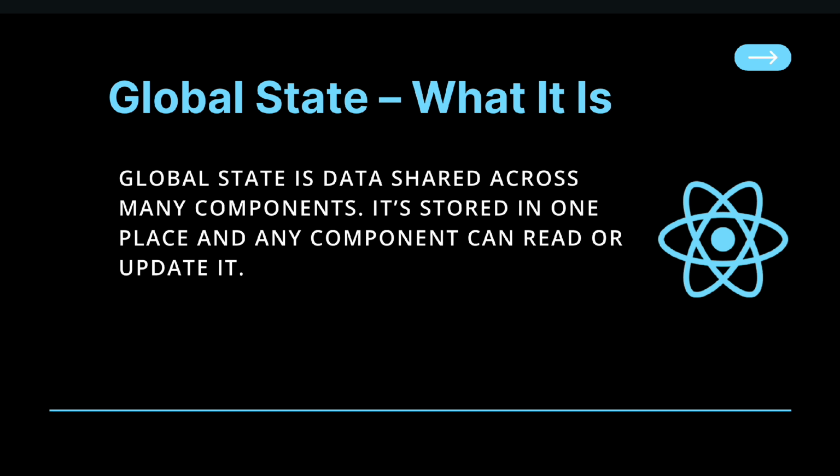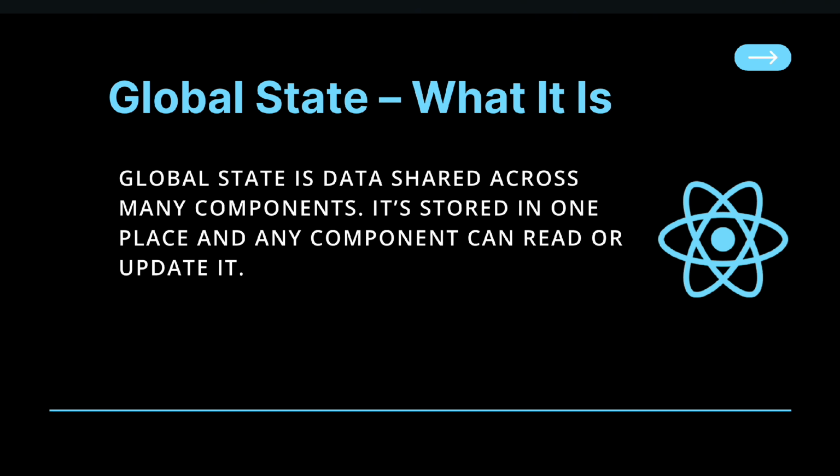What is a global state? Global state is data shared across many components. It's stored in one place and any component can read or update it. You can manage your global state using tools like useContext and useReducer, which are of course built in. And you can also use tools like Redux, Zustand, Recoil, and many other libraries you can install in your application.